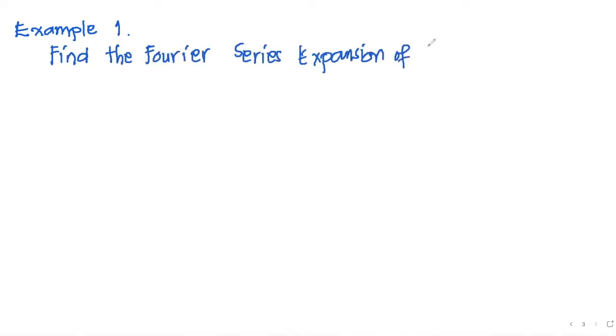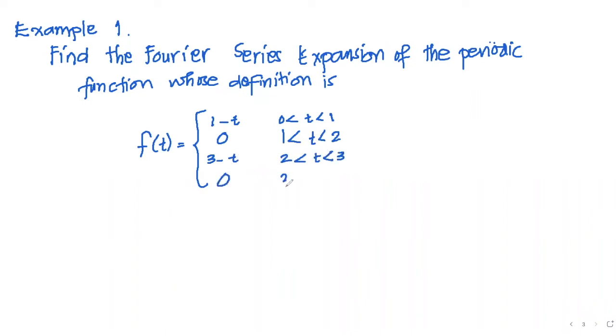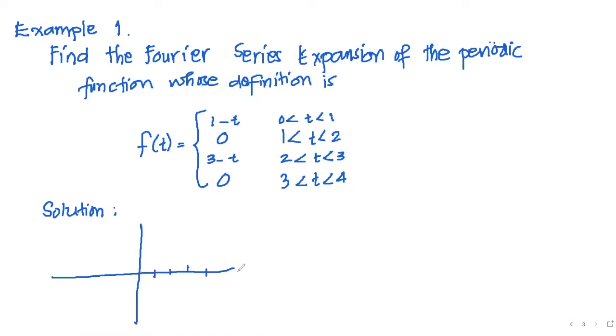Find the Fourier series expansion of the periodic function whose definition is f of t is equal to 1 minus t from 0 to 1, 0 from 1 to 2, 3 minus t from 2 to 3, and 0 from 3 to 4. Let's sketch first to determine whether this periodic function is even, odd, or neither even nor odd periodic function.